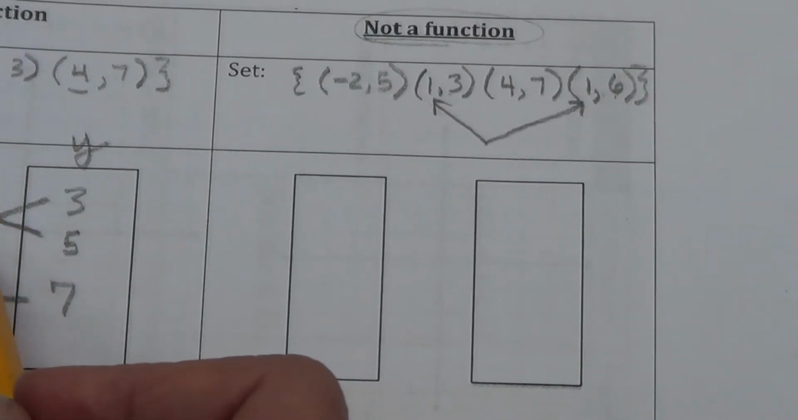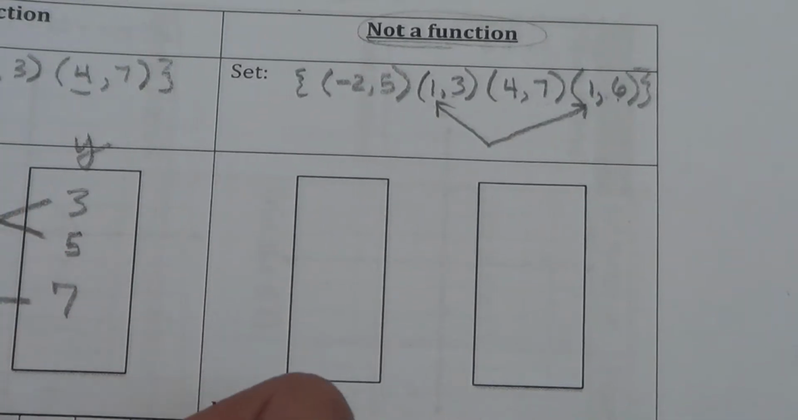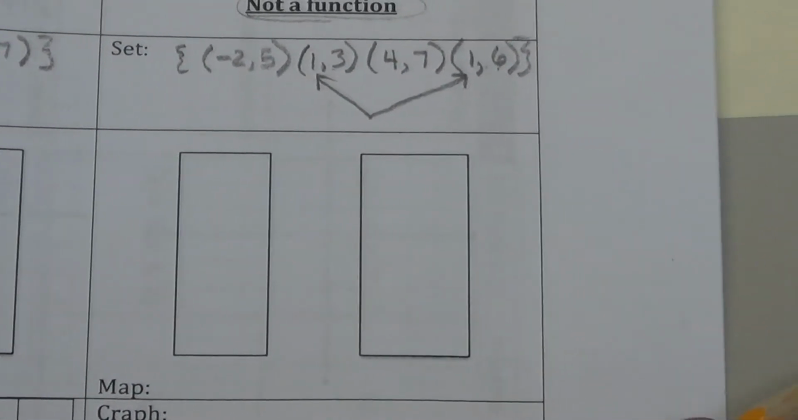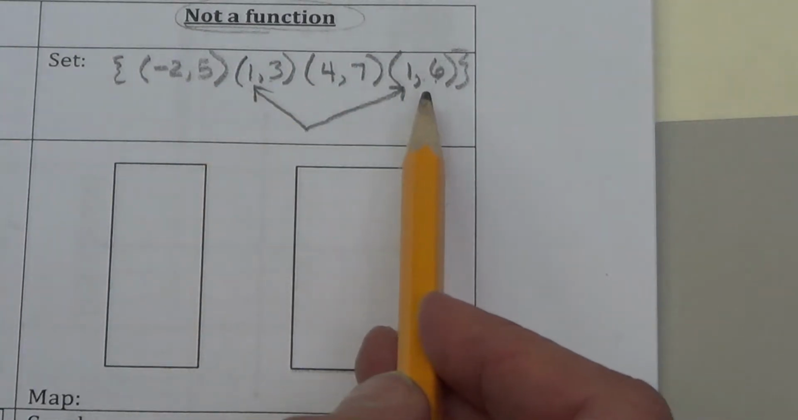In a function, you never have 2 lines coming off of any of the x's. They each have only 1. Doesn't matter about the y. We really don't care about the y as to whether or not it's a function. Now we come over to when it's not a function.